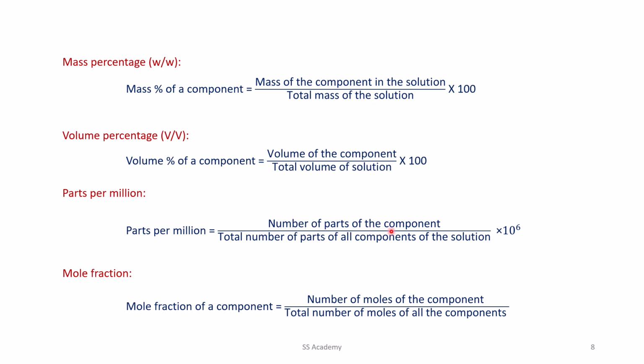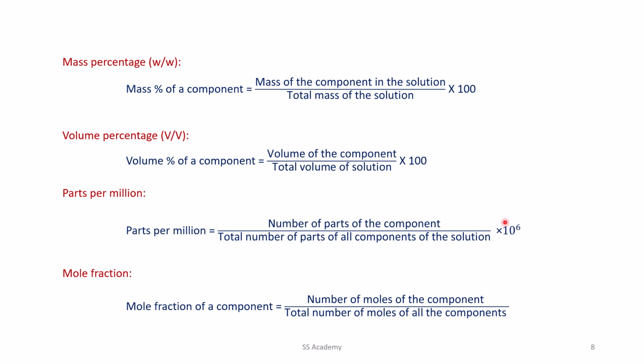Similarly, the number of parts of the component divided by the total number of parts of all components of the solution gives you the fraction of parts of the component. So here, instead of 100, why do we multiply with 10 to the power of 6? That is very interesting, because where we use parts per million, we have very small numbers. For example, parts per million always comes like 5 parts per million, 10 parts per million.